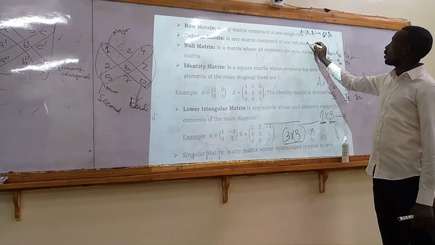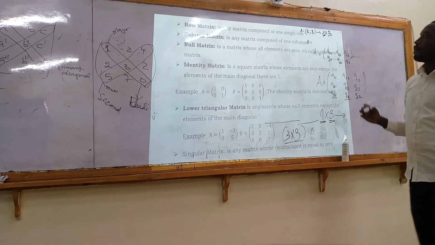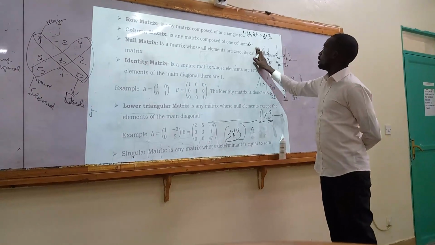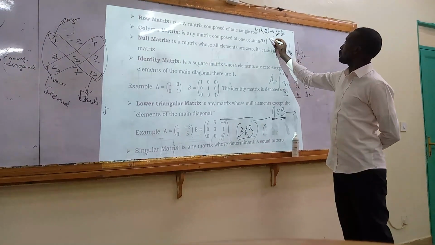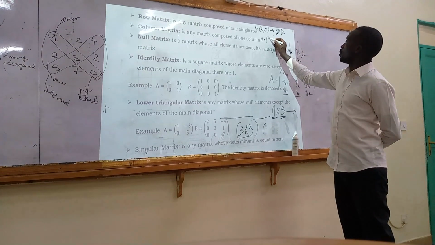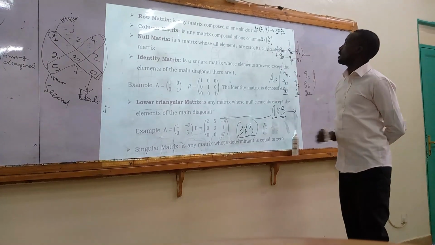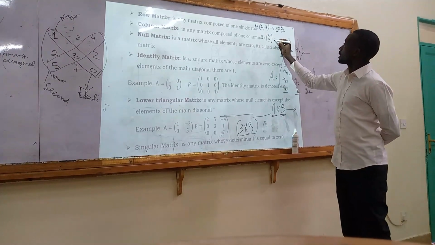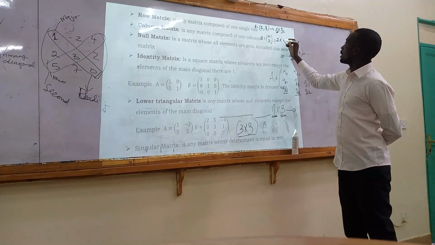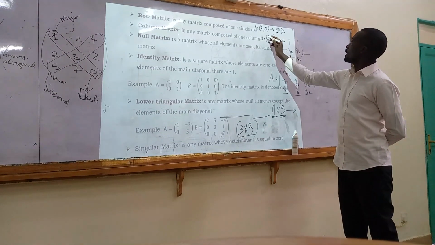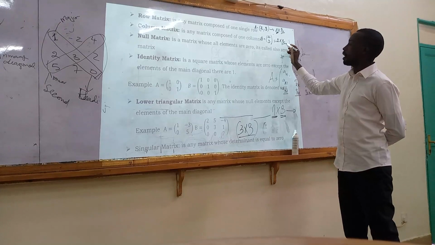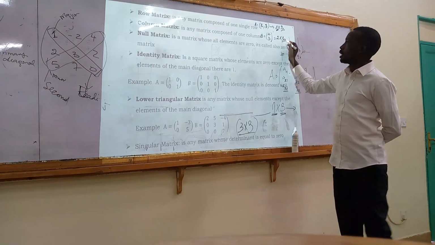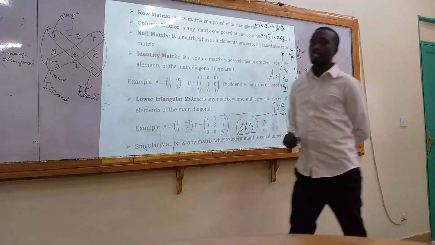We have what we call a column matrix. It is a matrix which is composed of one column. So this one has 2, 3. This is a matrix. It has only one column. So this matrix is 2 by what? 2 by 1. So it has 2 rows and 1 column. This matrix which has 1 column is called a column matrix.